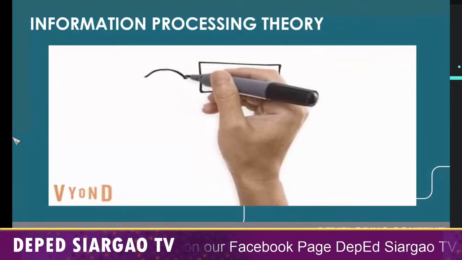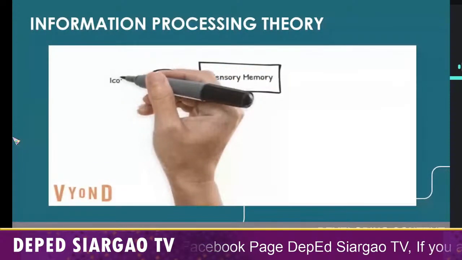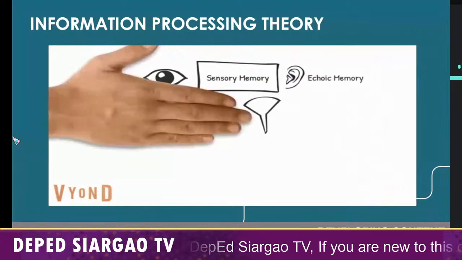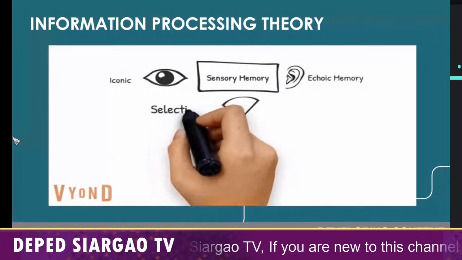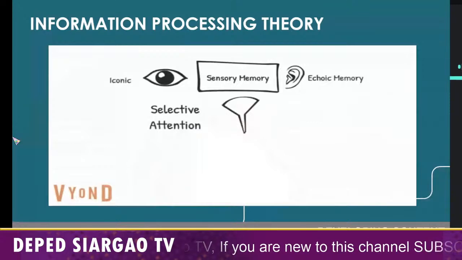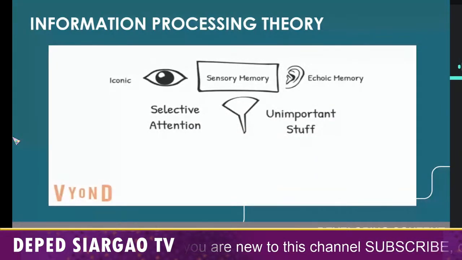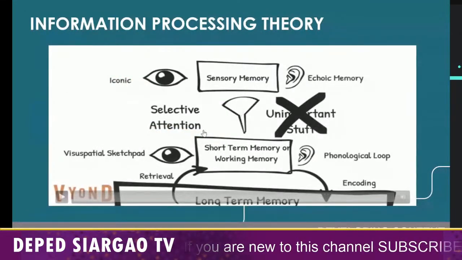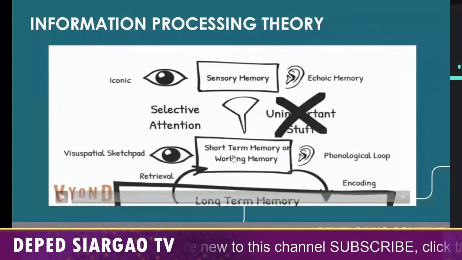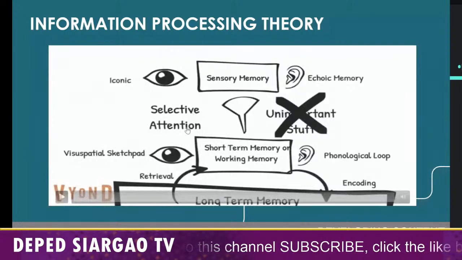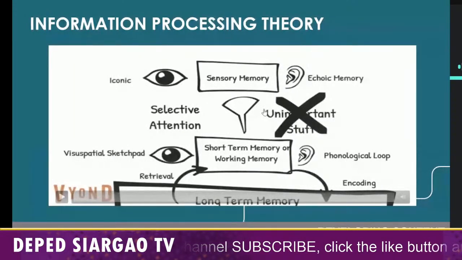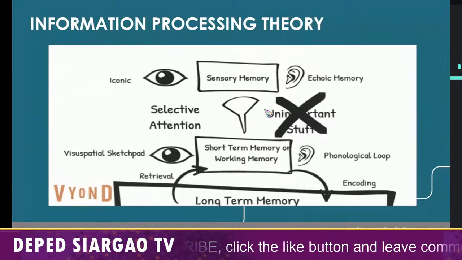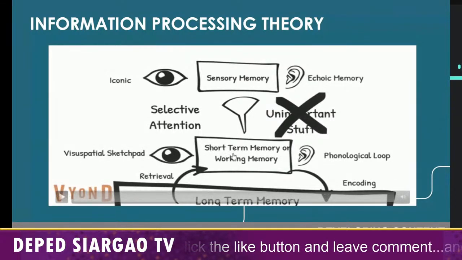Detect in your environment. Sensory memory for visual information is what we call iconic, while sensory memory for audio information is echoic memory. Now, sensory memory goes through a filter called selective attention that removes unimportant information from your environment. And then it moves to your short-term memory. So in the selective attention, tinatanggal niya yung mga unimportant things, unimportant stuff. So yung nafi-filter lang yung mga importante and it is stored in your short-term memory.